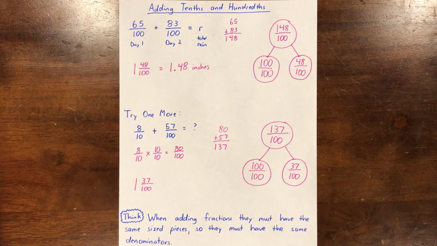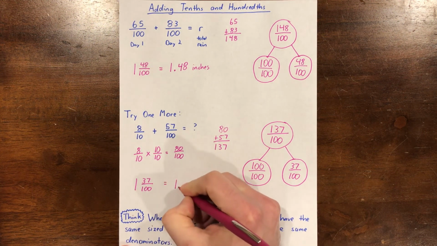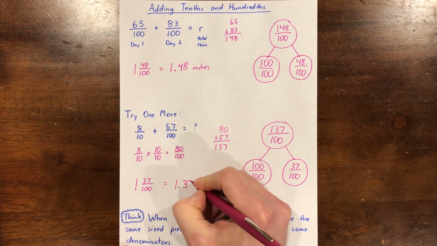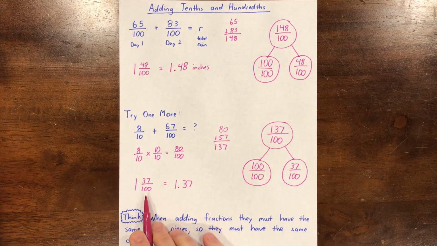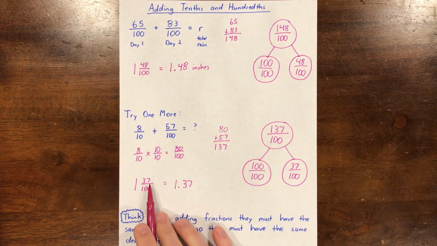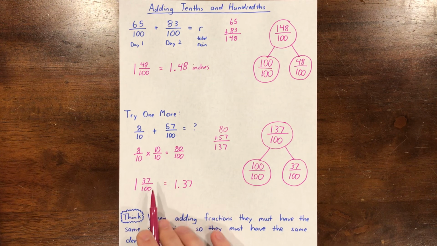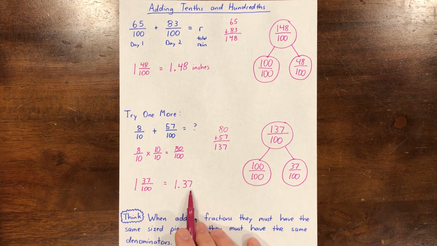What would that be as a decimal? Say it out loud. Also say why. Yes, 1 and 37 hundredths. Because my denominator is 100, and then my numerator is 37, that is 37 hundredths.